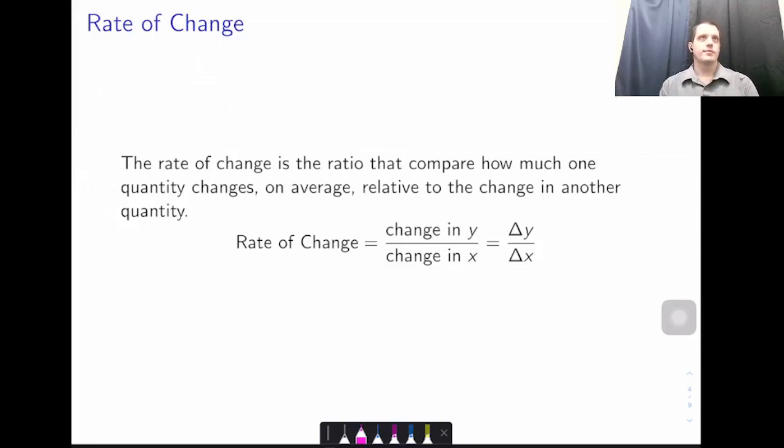Rate of change. The rate of change is the ratio that compares how much one quantity changes on average relative to the change in another quantity. Okay, let's just look at the equation. So rate of change is the change in y divided by the change of x, or delta y over delta x. Here we need to keep in mind that delta y is y2 minus y1, and delta x is equal to x2 minus x1.